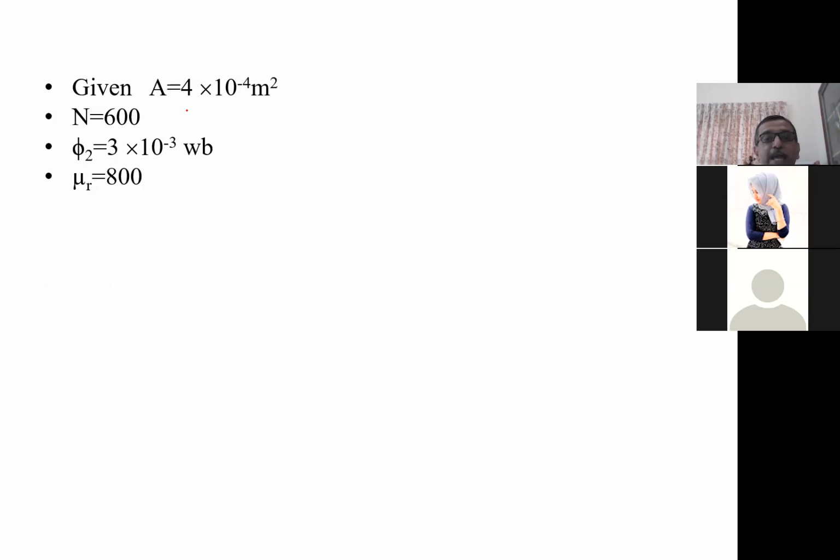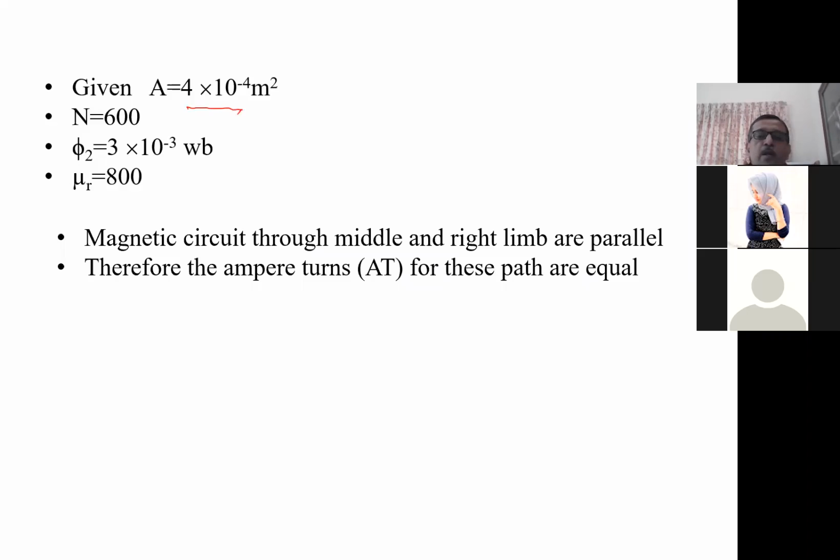Please note this is a main thing in engineering. You should be very clear about units. You cannot say that I made a careless mistake. In the question, the area is given as 4 centimeter square. So that is 4 into 10 raised to minus 4 meter square. N is given 600. Phi 2 is given 3 milliweber. It is milliweber. So 3 into 10 raised to minus 3.